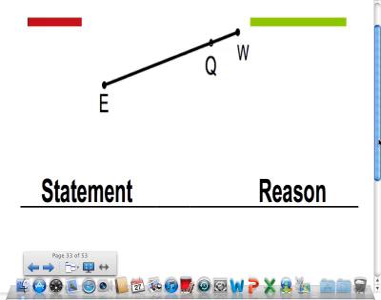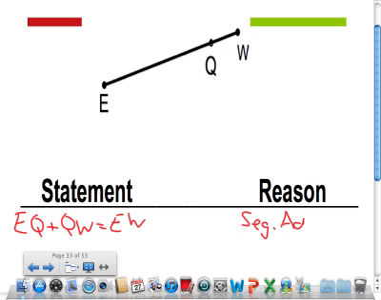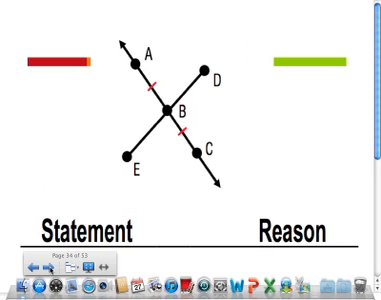The second thing here, okay, Q's between E and W, so I can say that EQ plus QW equals EW, and that is the segment addition postulate. All right, take the two smaller pieces, add them together, got to equal the whole thing.